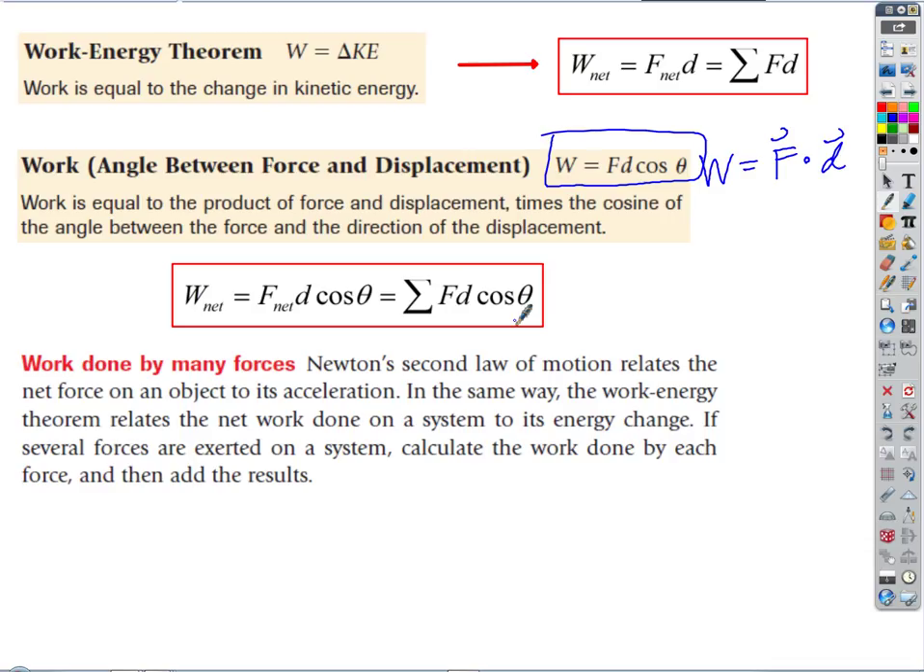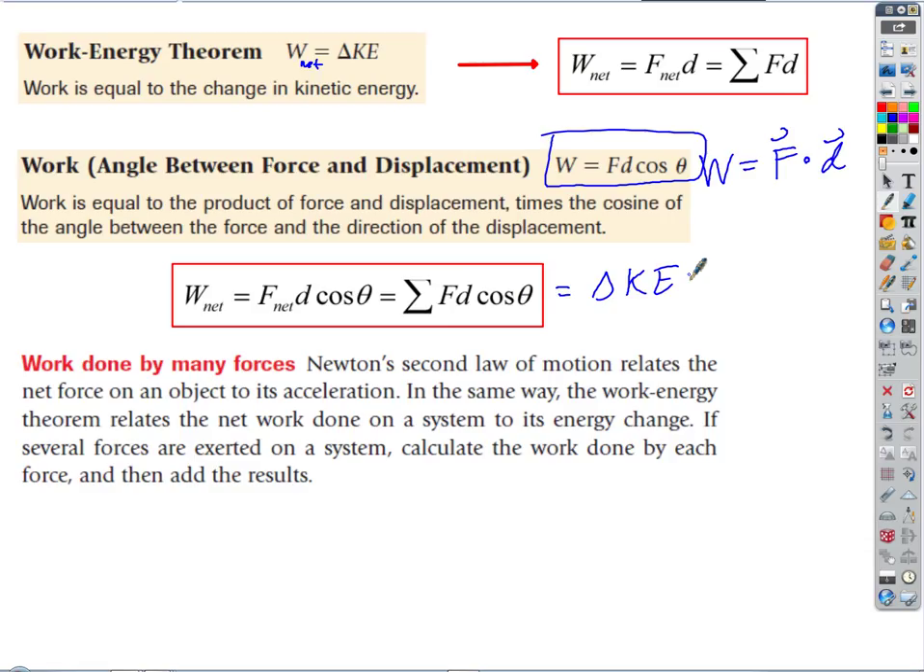Because remember, work is not a vector quantity, right? It's just a number, which is nice. So let's say there were 4 forces acting on an object. I could calculate the work due to each individual force and just add up all those works and get the same result, right? Either way, it's going to work. But it's the net work that's equal to the change in kinetic energy, so this really should say net. Okay, so work done by many forces.